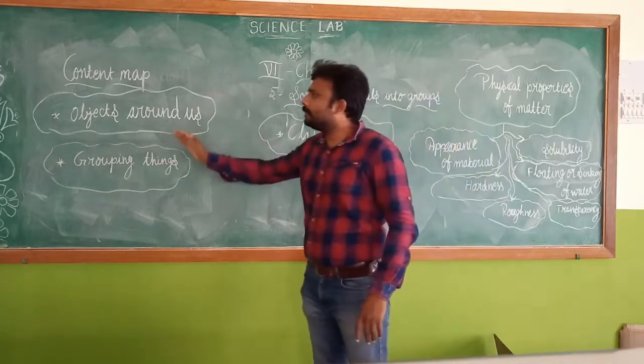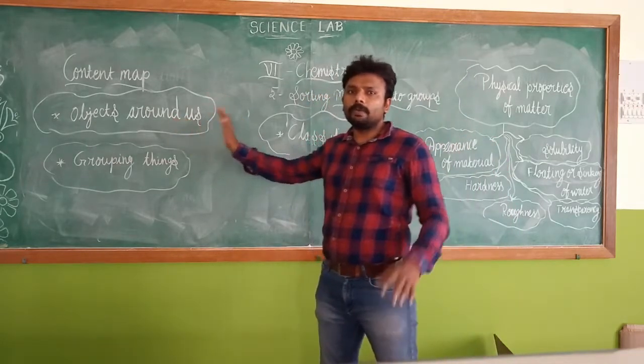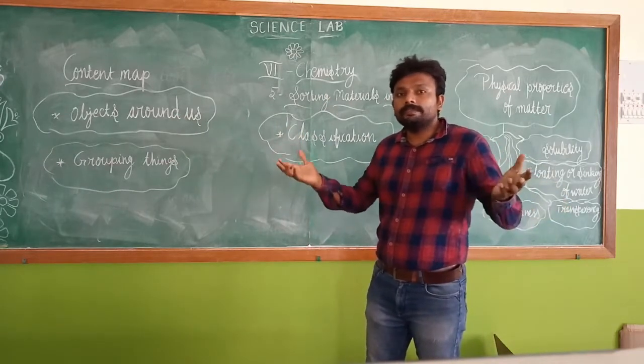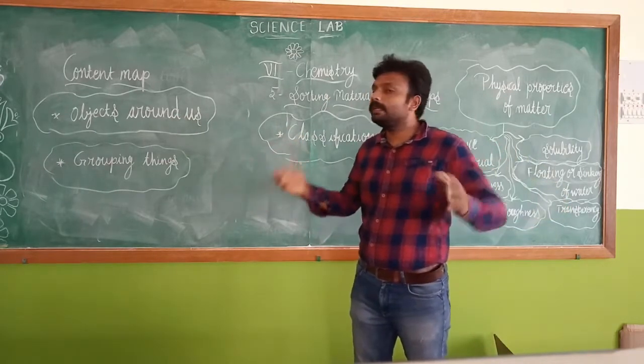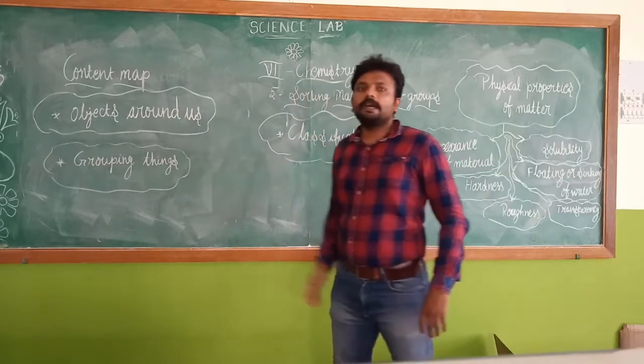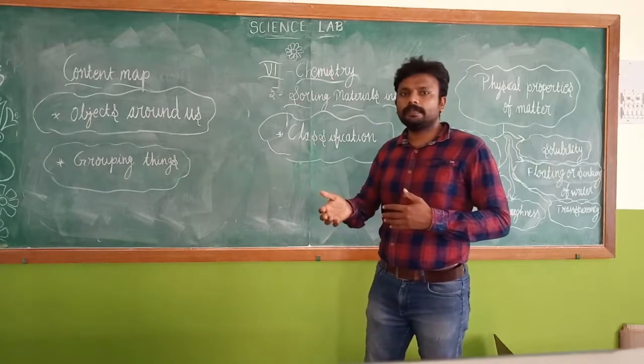The first topic in the content map is objects around us. What are the objects present in our surroundings, and how are they different from each other? We are going to see that in this topic. Then grouping things: how they are similar to each other.